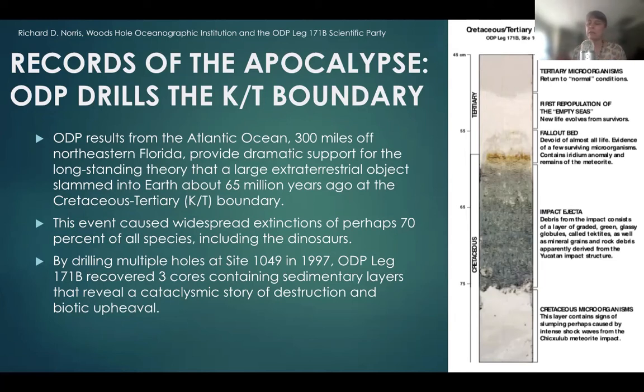And so it's really dramatic support for the longstanding theory that there was an impact at the KT boundary. And that was a reason for a widespread extinction and perhaps the final demise of the dinosaurs. And so drilling multiple holes around this region in 1997, ODP Leg 171 recovered 3 cores containing these layers.